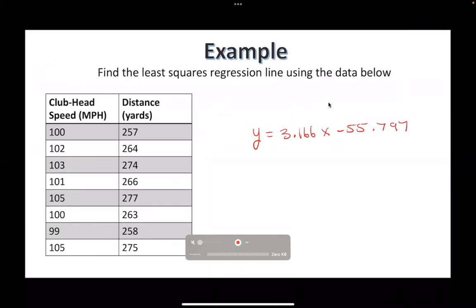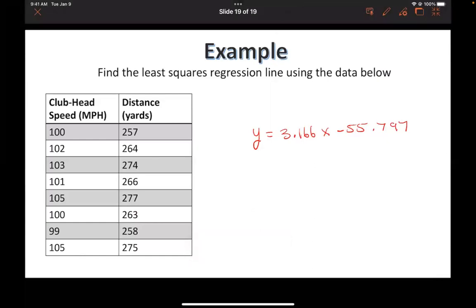I'm not sure what you're asking. So you got the equation, just what you do with the answer? When you plug in the equation and you get the answer, what does the answer mean? Does that tell us what type of slope it is? What do you mean by answer? No, this is it. This is your equation right here. This is my y equals mx plus b equation: 3.166x minus 55.797. We're not doing any more math. This is it.